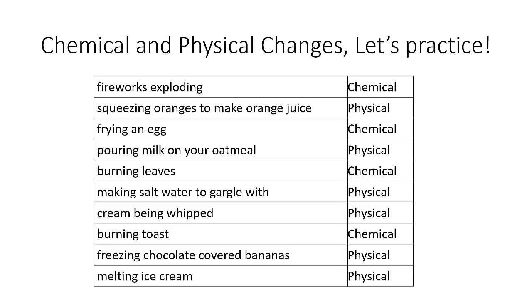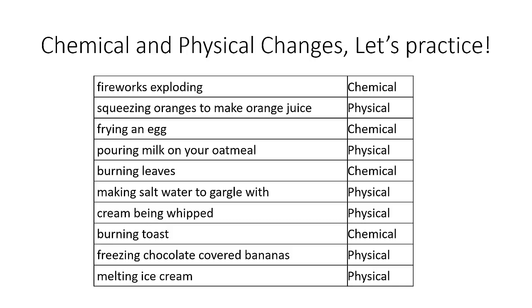Frying an egg, it's a chemical change because you're doing what's called denaturing the proteins. So you can't take the egg once you've fried it up and pour it back into its regular shell. You just can't do that. And so you've completely changed the structure of those atoms inside of the egg. Pouring milk on your oatmeal, it's physical. You're not reacting it in any way. It's just soaking your oatmeal up.